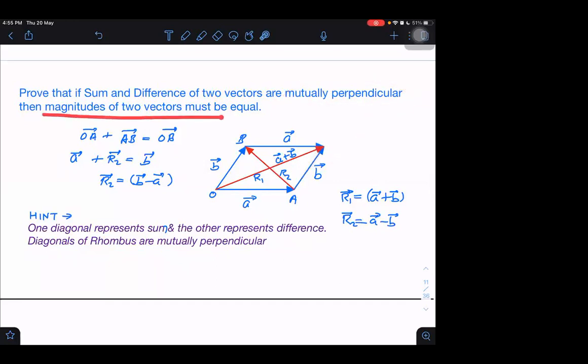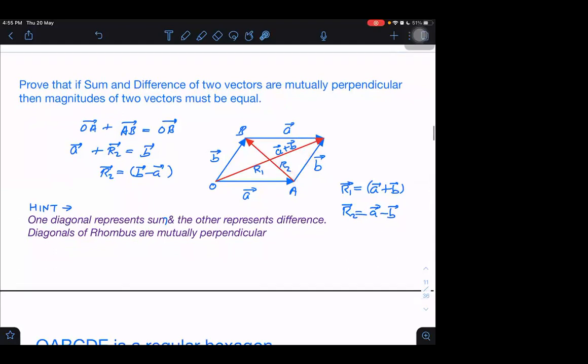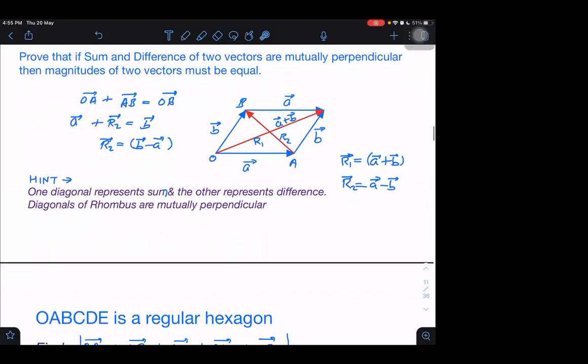If it is forming a rhombus, then the magnitude of the two vectors must be equal, because all sides are equal. So you understood why the magnitudes should be equal if the diagonals are mutually perpendicular. Understood, right?